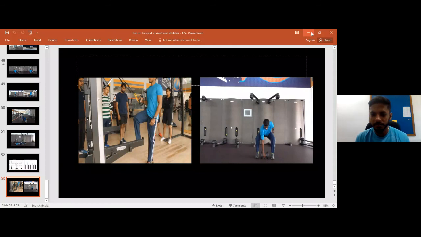So returning back to sports after the lockdown, will they be prescribed the maintenance program or any exercise program for the sessions that they lost during the lockdown phase?